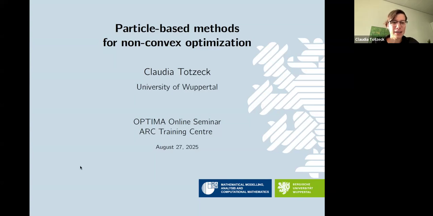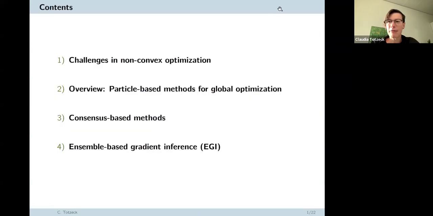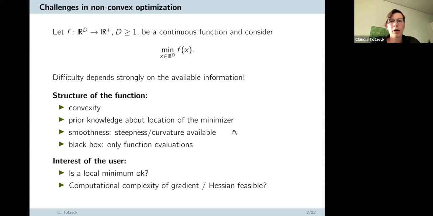All right, so what is the plan for today? I will start with some challenges in non-convex optimization, just to give some highlights, and then I will move on to particle-based methods for global optimization, give an overview. Afterwards, I will dig deeper into consensus-based optimization, and then at the end, I will give some ideas of how to incorporate also gradient or higher order information in these kinds of methods. So that's the plan.